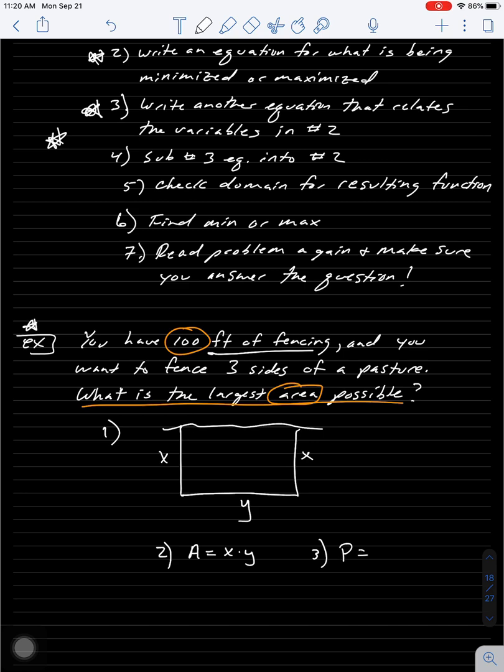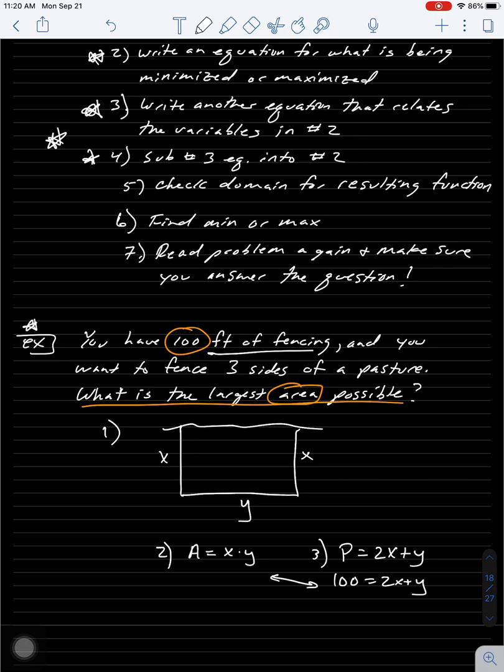Now in this case, it's not all sides, it's only 3. So I've got x plus 2y, or rather, 2x plus y. And that's going to be my other equation, and I know the perimeter has to be 100, so here we go. Okay, and these 2 equations should be in terms of the same letters. You shouldn't be introducing new letters into your equation number 3. Fourth step is to sub number 3 equation into number 2.